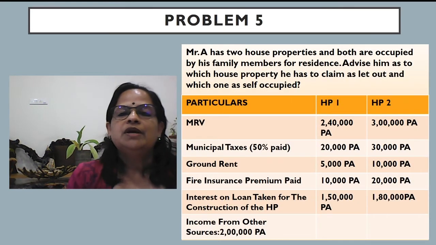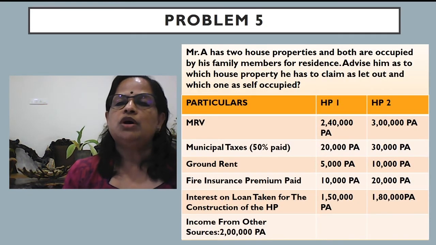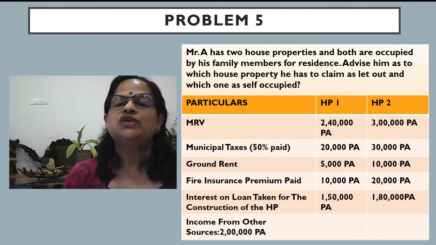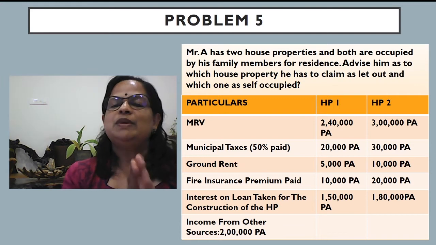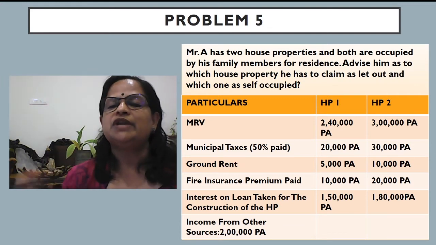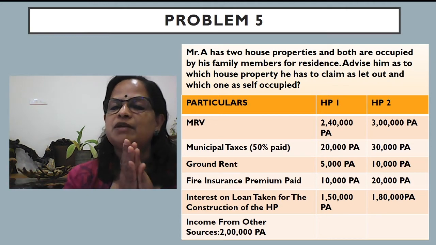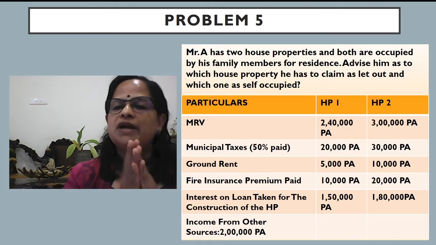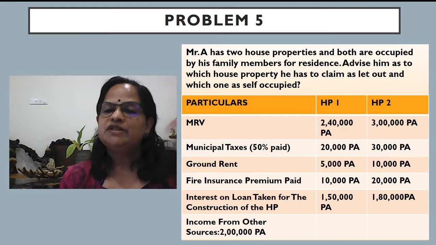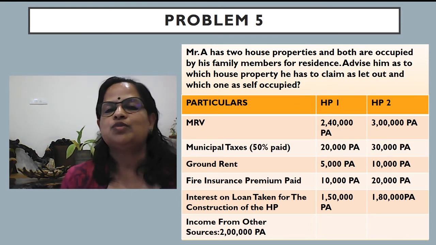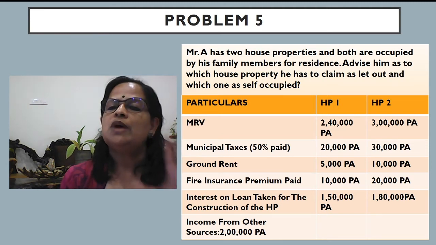Next problem. Problem 5. Mr. A has two house properties and both are occupied by his family members for residence. So here this problem is, always people will claim that I have 3 house properties. Everything is occupied by my family members. Income tax department will not consider that. See, one house, you can advise them whichever you can reduce the tax liability, that they can opt as the self-occupied house property. So this problem is also asking you.